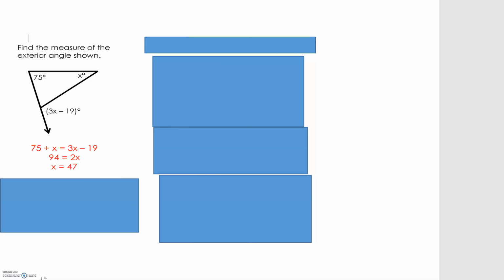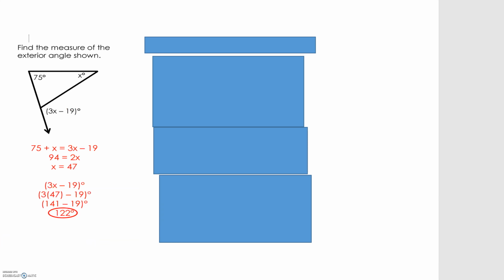And now to solve for the exterior angle, all we have to do is just substitute in this expression. Substitute the x value in this expression, and that will give us the value of the exterior angle, which is 122 degrees.